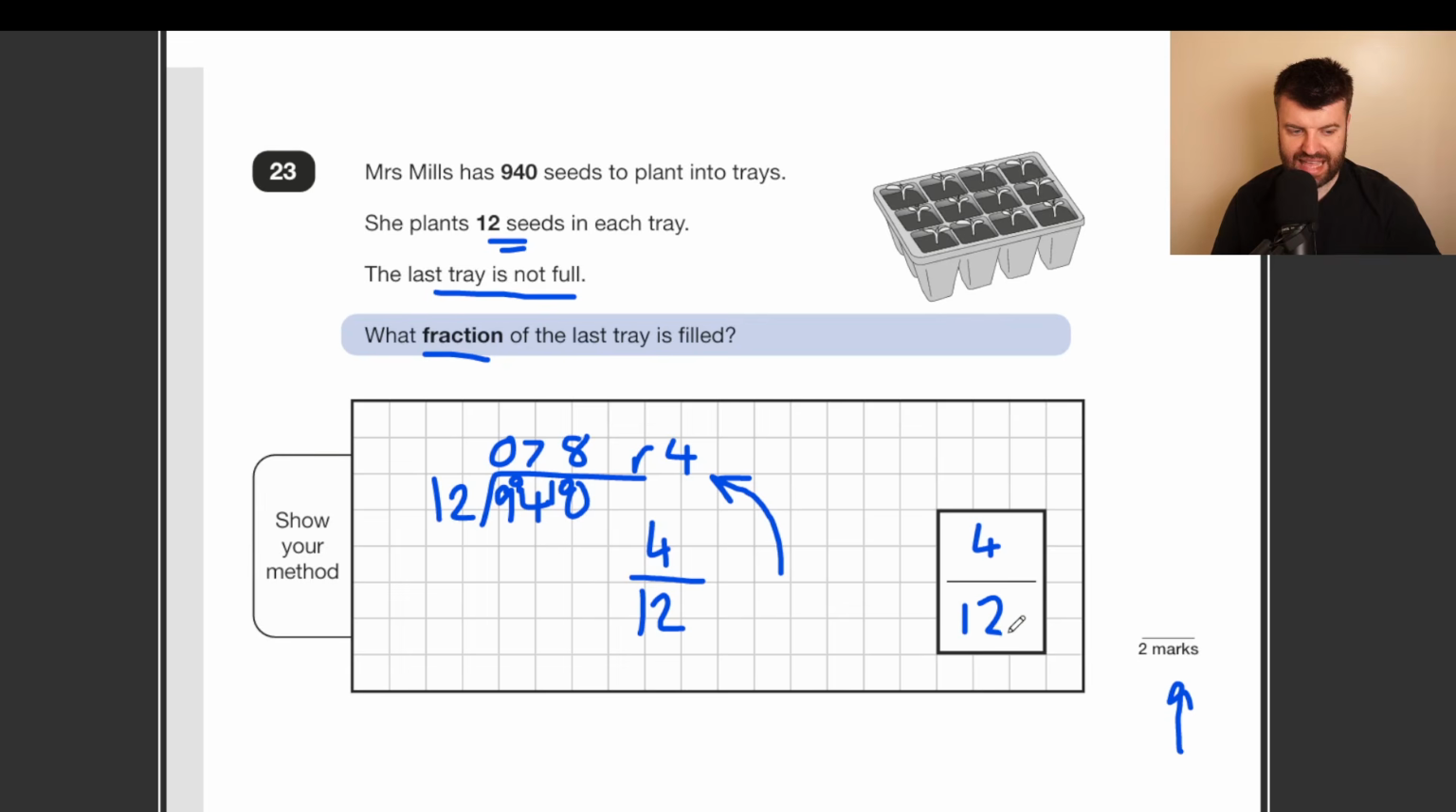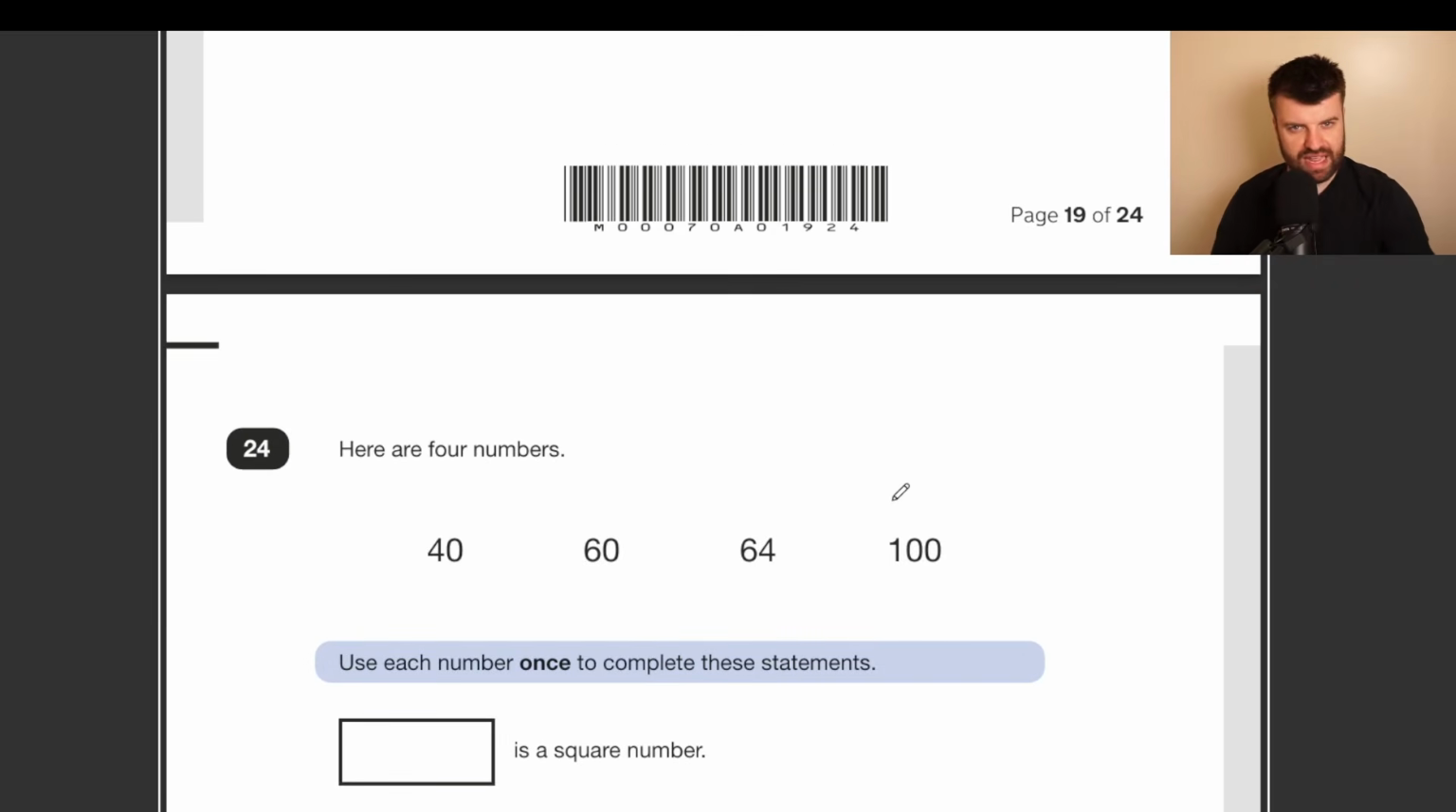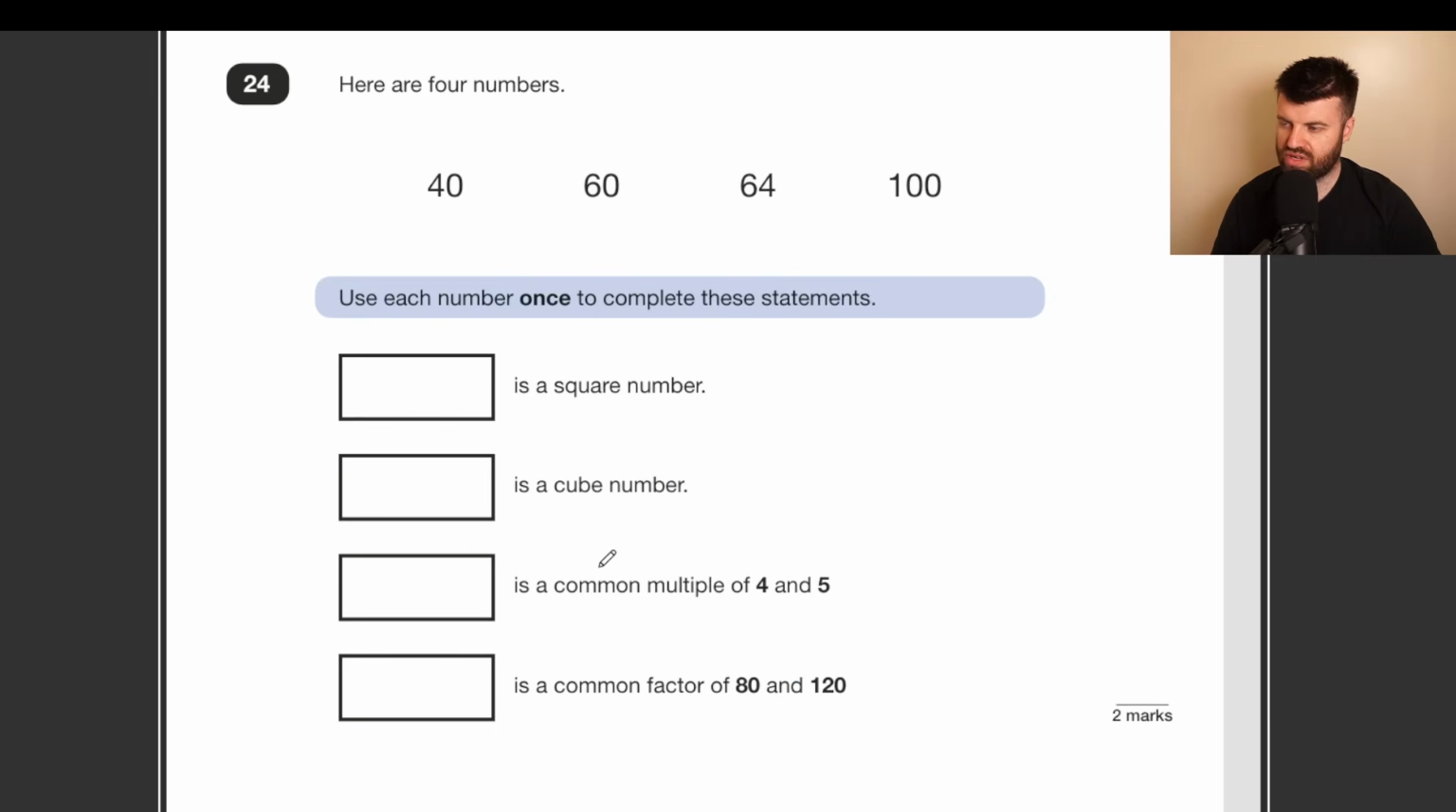4 out of 12. And again, they did this in the arithmetic so much. You could try and simplify this to 1 out of 3. Both are correct, but you don't have to. 4 12s is still also correct. 4 12s of that tray is filled. It doesn't say you must simplify. It's just another opportunity at the end to get it wrong because we're adding an extra step in. Oh, the further I get through this paper, the more I think they really were trying to trick people out.